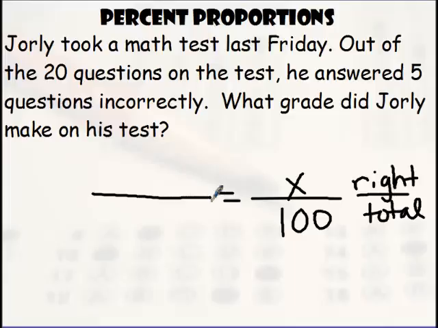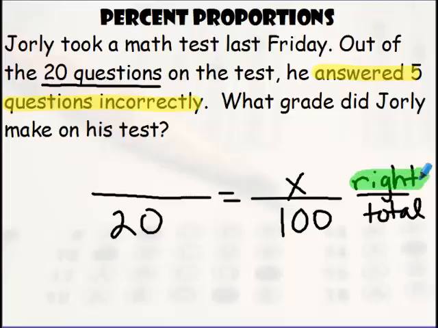Graded based on the percent of accuracy. So if you took a test with 20 questions total, and got how many right? It doesn't tell us. It tells us that he answered 5 questions incorrectly. So if 5 were incorrect, how many of them were actually right?